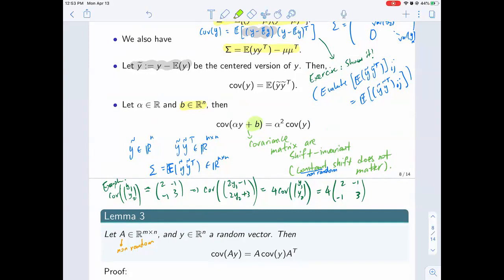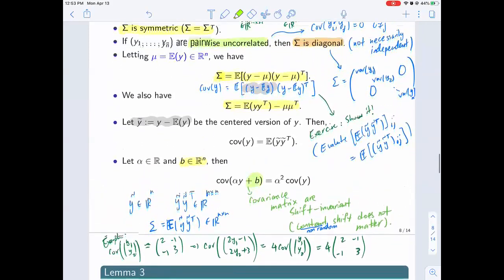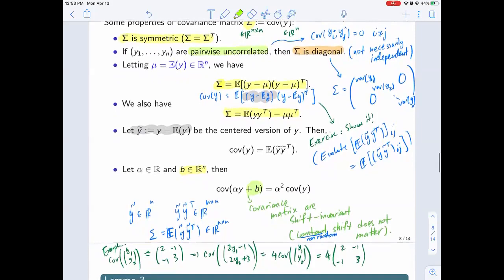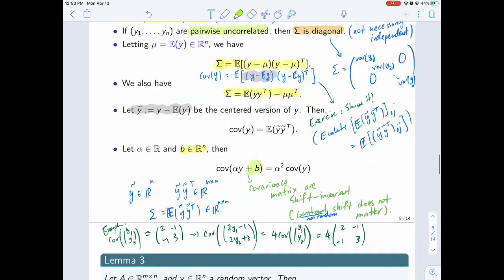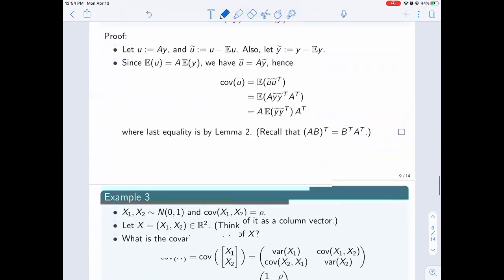Anyone has an idea of how to prove something like this? We can use the definition of covariance. You say the covariance is the expectation of AY minus expectation of AY times the transpose. And because we can get A out of the expectation, and by the definition of transpose, we just change to A times Y minus expectation of Y, and we find this. Okay, that's good. So that's what we're going to do. So I'm going to write it a little bit.